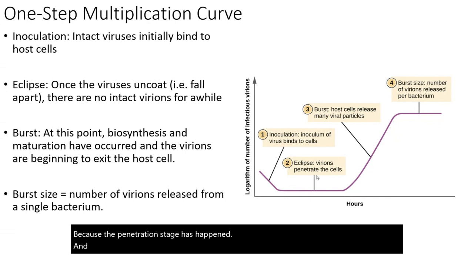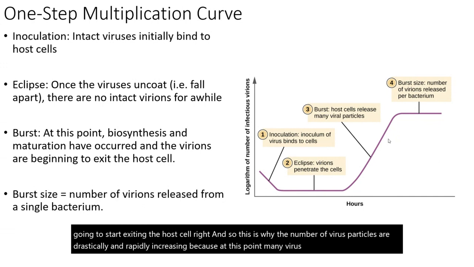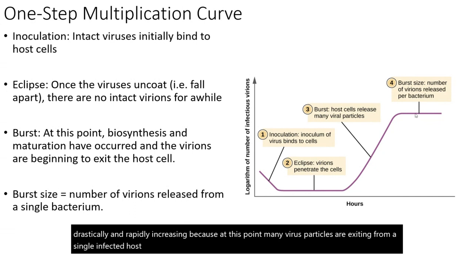Eventually they're going to go through biosynthesis and maturation, and then they're going to start exiting the host cell. And so this is why the number of virus particles is drastically and rapidly increasing, because at this point, many virus particles are exiting from a single infected host. This is going to continue until finally all the virions have been released for each bacterium.